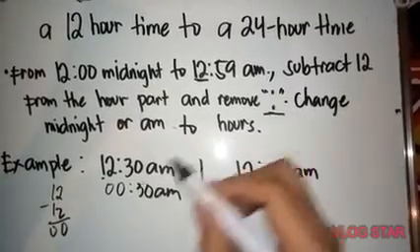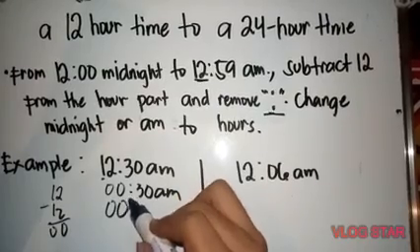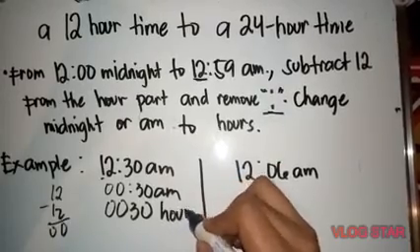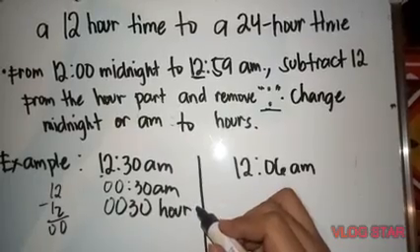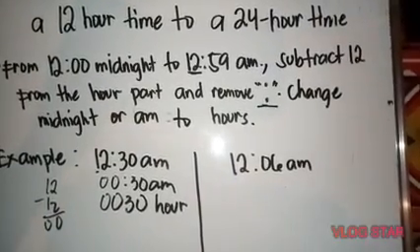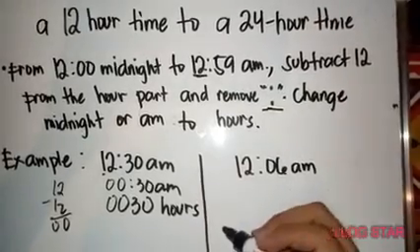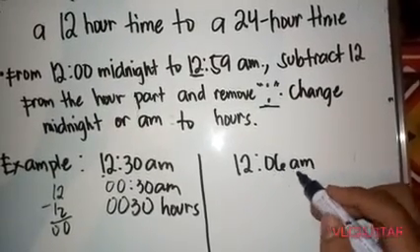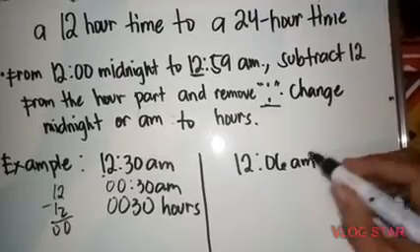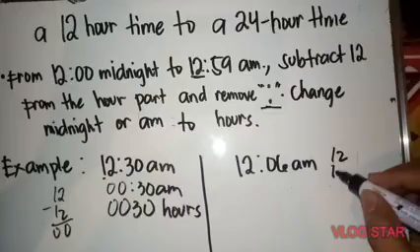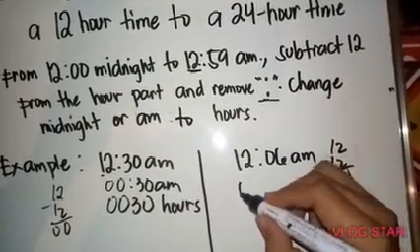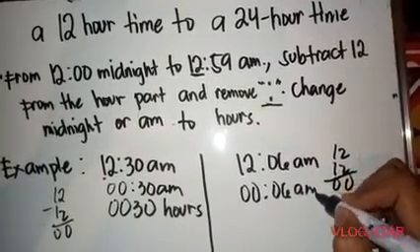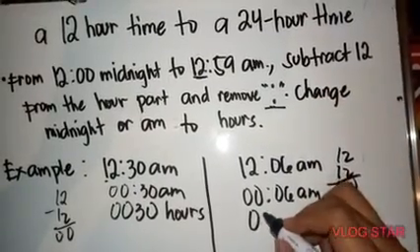Then remove this sign. Then change it into hours. Next, 12:06 a.m. Subtract again, 12 minus 12, 0, 0, 0, 0, 0, 6 a.m. Then remove that sign.